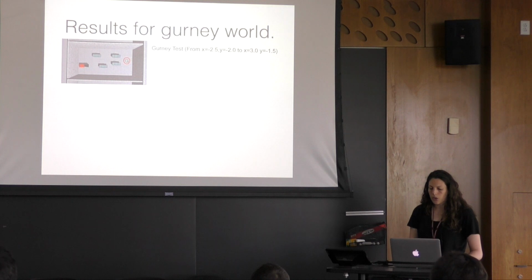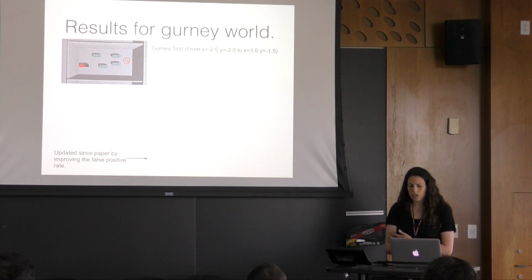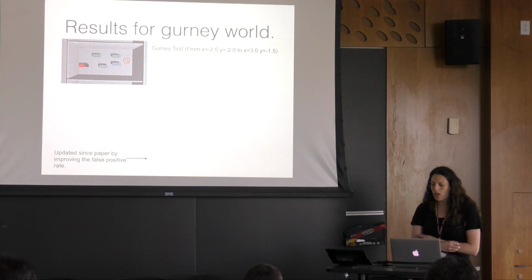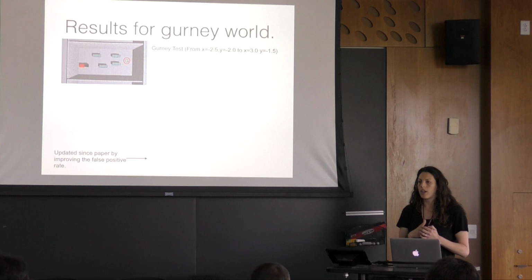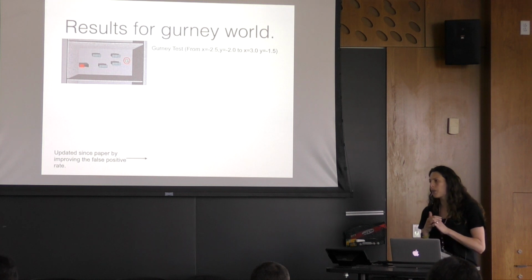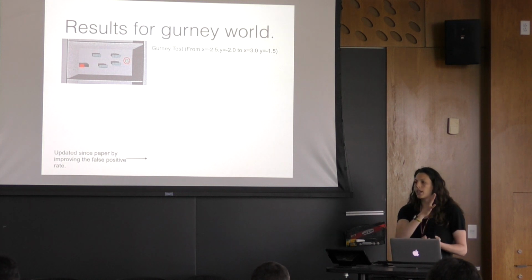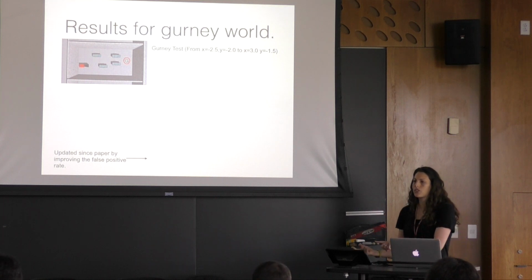So in the results for our gurney world, since the paper has been published, we've actually been able to improve on this false positive rate. So I wanted to touch on that. A good metric for determining how well the highest model collision checker compares to the execution on the robot is the false positive and false negative rates. A false positive would be: I'm checking in the highest model, I think that there is a collision, but if that path was actually sent and executed on the robot, it would have executed successfully.